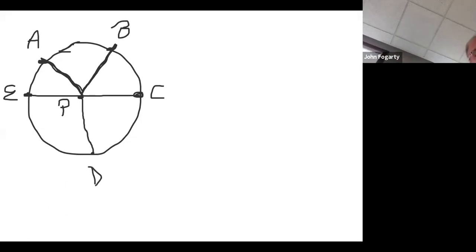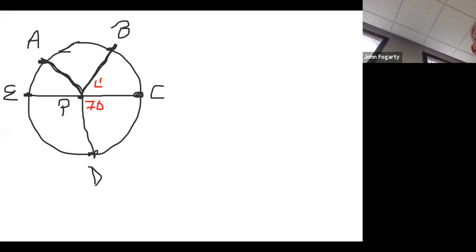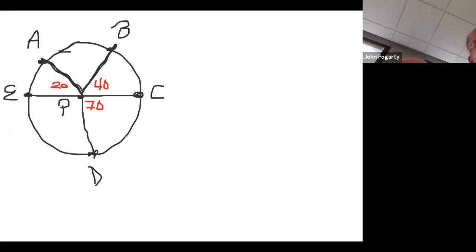All righty. So there's what I've been given, and here are some of the measures that I know. This is 70. This is 40. This is 20. All right? So there's what I know. Angle EPA is 20 degrees. Angle BPC is 40 degrees. And angle CPD is 70.